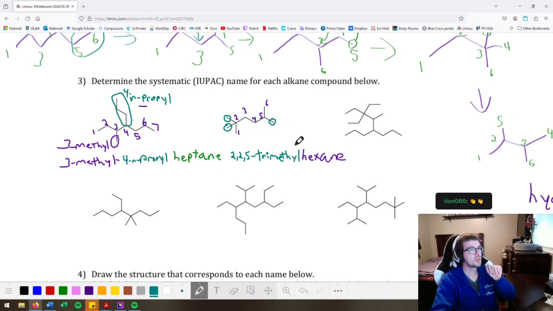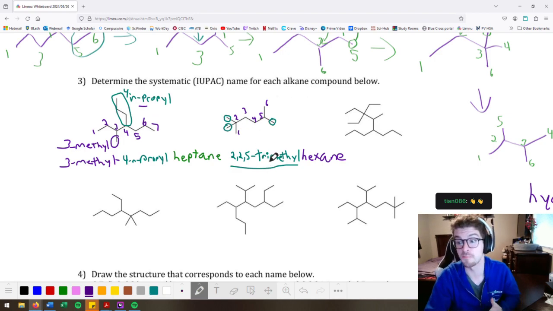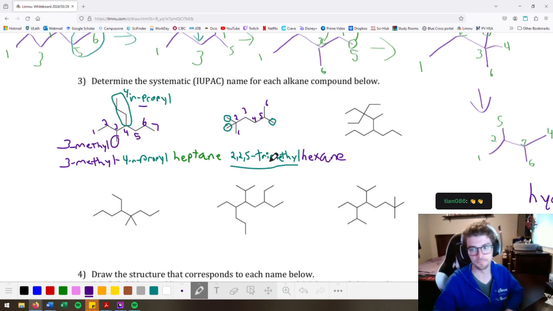And so when they're all the same substituent, all 3 of these are methyl groups, we group them all together into one term here, and then we put a prefix on before the methyl group that says how many we're talking about. So this is going to be 2, 2, 5 tri, because there's 3, methyl hexane.